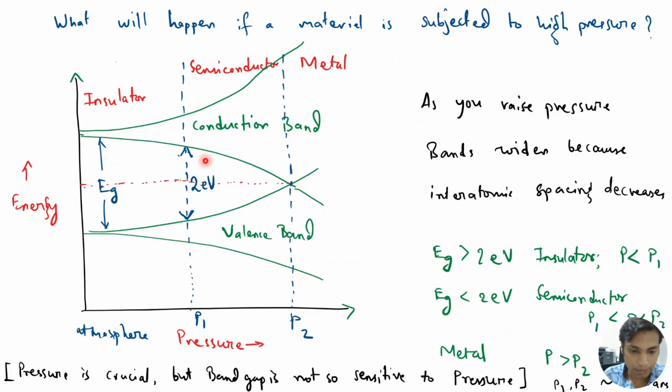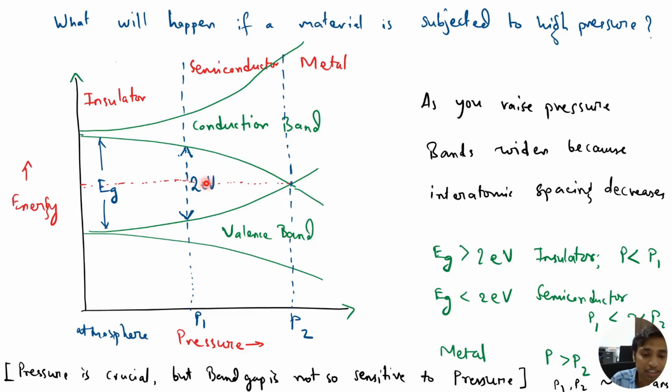So that is what is happening. The bands are getting wider as you increase the pressure, the interatomic spacing decreases, these bands become wider and wider, and the gap between the bands decreases. Now we had the definition that if the band gap is more than 2 electron volt, then it is an insulator.